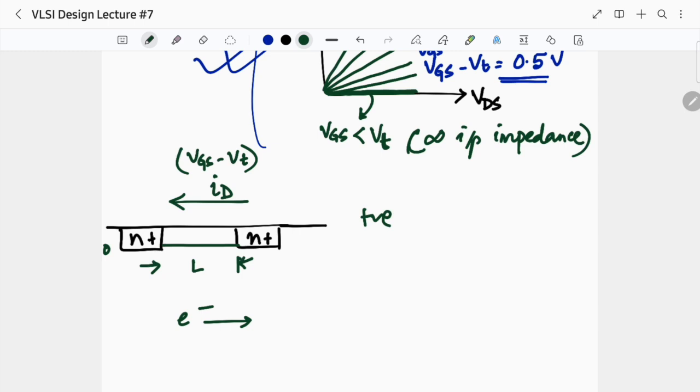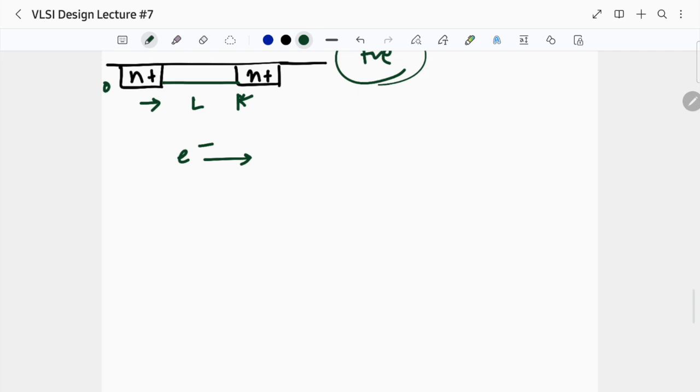Now you might be thinking, why do we need this channel? Why is the channel required? If I am simply providing this positive drain voltage, simply because of the voltage difference our current should flow. But that doesn't work over here. Why? Because I'll explain it in a practical way.